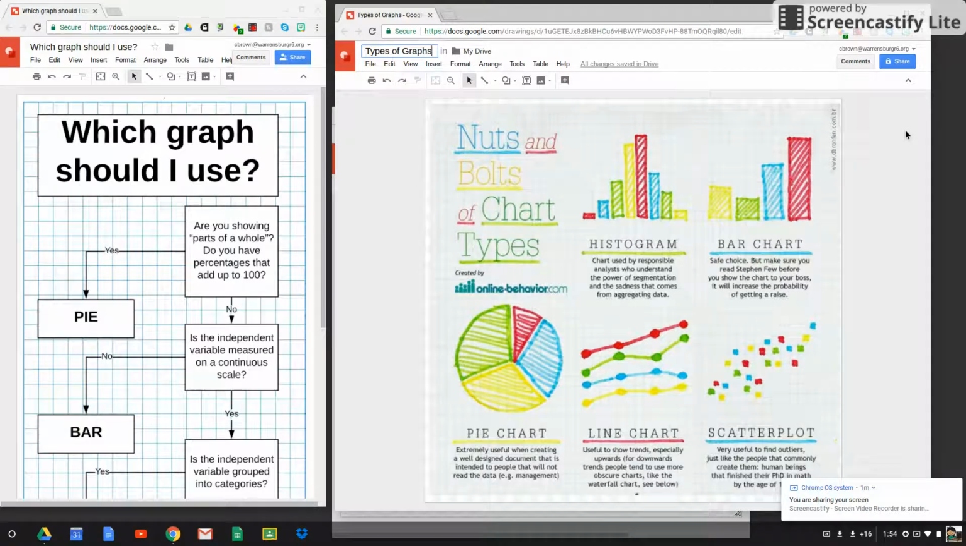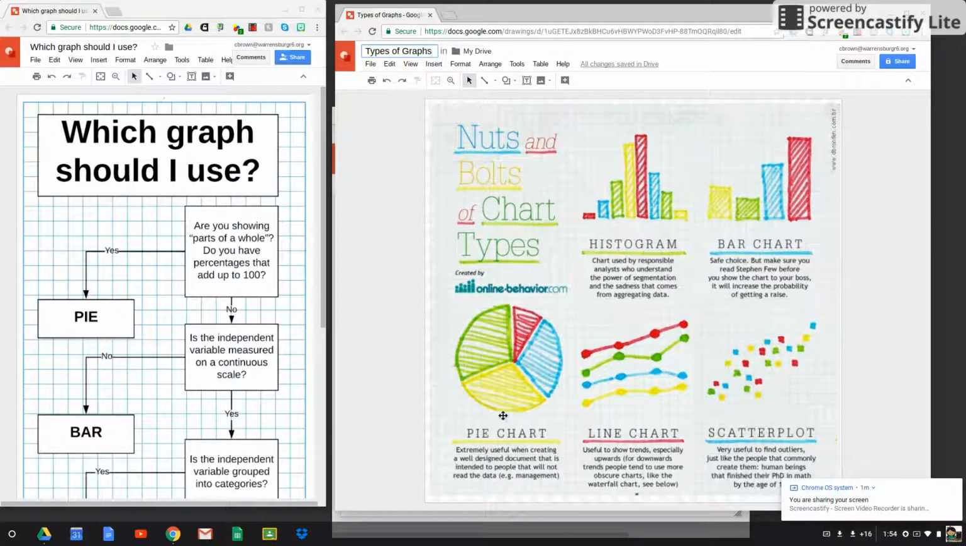Which graph should I use? This picture shows us five main types of graphs that you'll use in a science class. The first is a histogram. A histogram is different than a bar graph because in a histogram, the bars are touching. We use histograms when we have data that is grouped together.